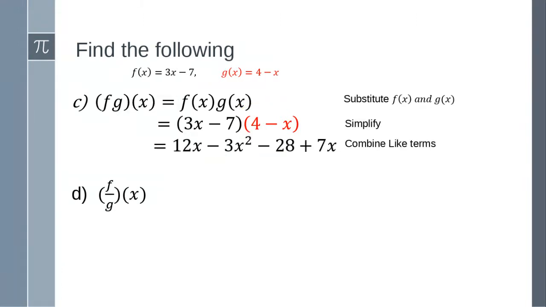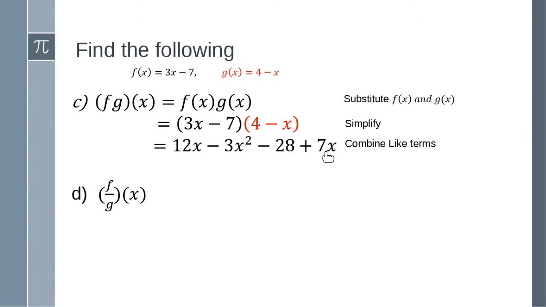So let's go ahead and do this. When I multiply 3x times 4, that's going to give me a 12x. 3x times a minus x, that's going to give me a minus 3x squared. Awesome. Thank you, Yvette, for those fingers. When I multiply a -7 times 4, that's going to give me a -28. And when I multiply a -7 with a negative x, a negative with a negative is going to be a positive, and 7 times x is 7x.